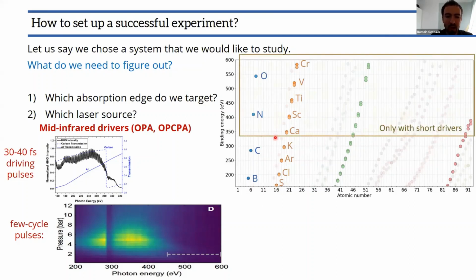I can add that this is only possible to attain with short drivers, because you see nitrogen and oxygen are over there. So they're still a bit challenging to access, but people are getting there for sure.